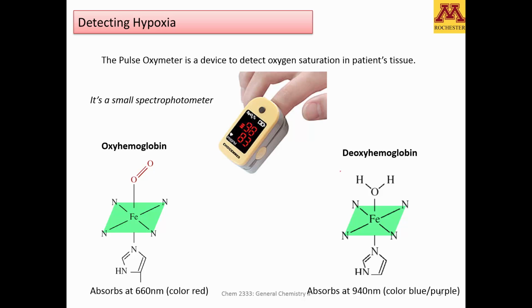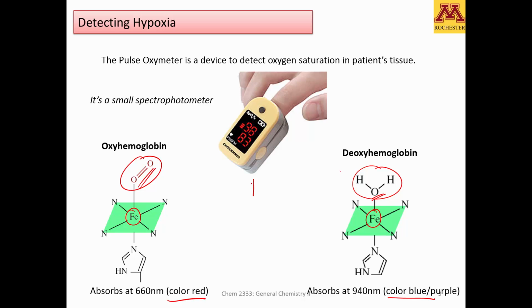The oxygenated blood contains in the hemoglobin protein iron, which has an oxygen bound to it. However, the deoxygenated blood contains iron in the hemoglobin protein, but now it has water. For the fact of changing this ligand, the color changes. You are familiar that oxygenated blood is red and deoxygenated blood is actually more blue.